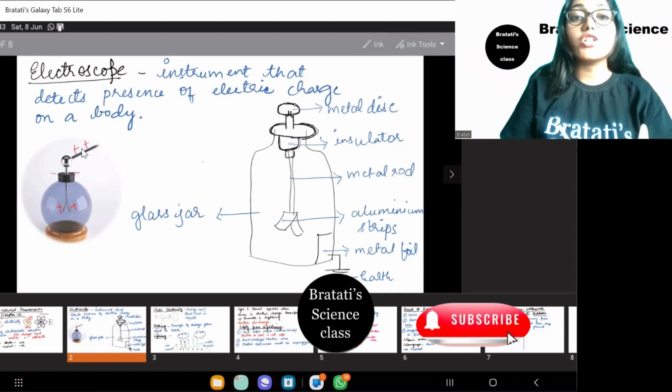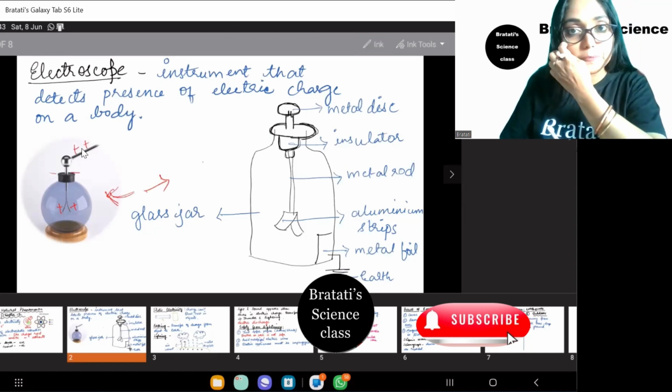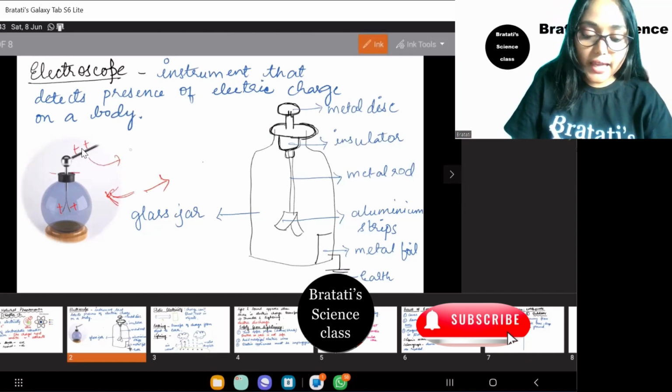Now similar charges repel each other. So what we will see is that these aluminium foils will move to both sides. They will move away from each other, repel, because it is now a charged body. So this proves, yes, this body is charged.